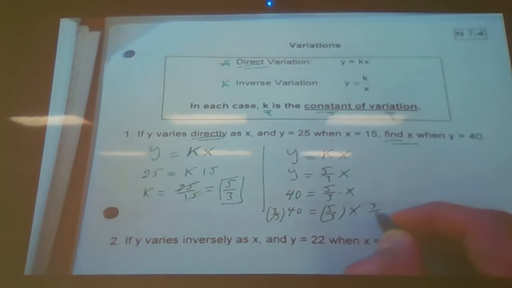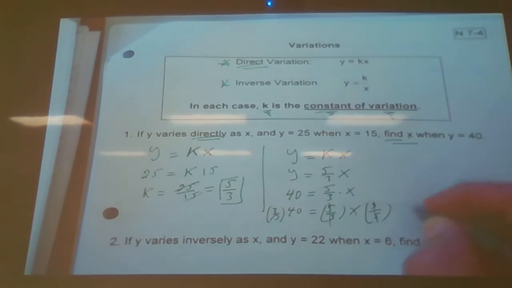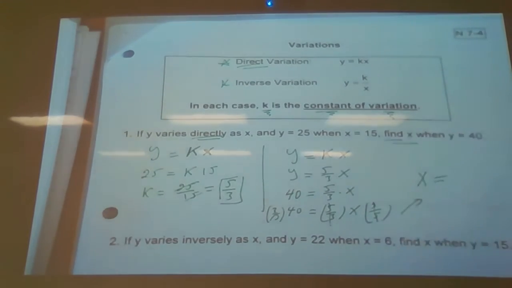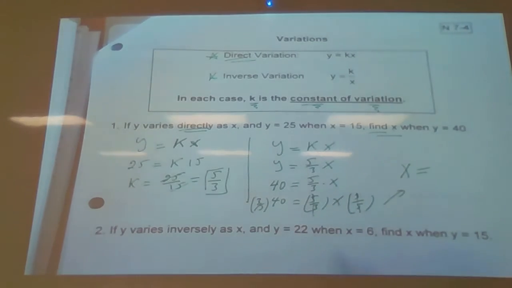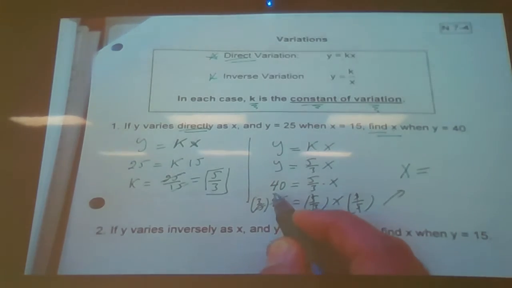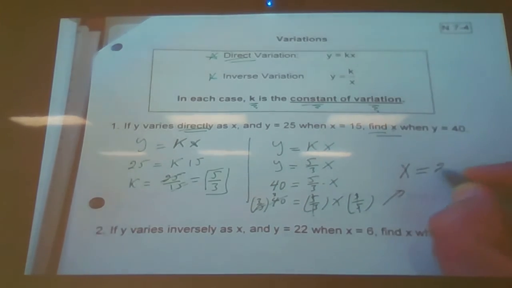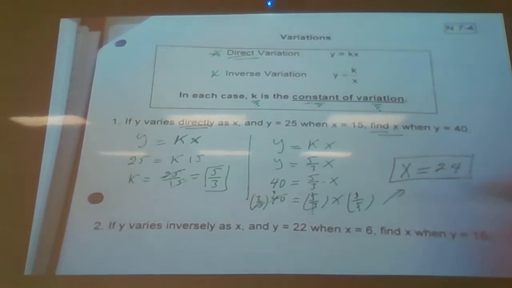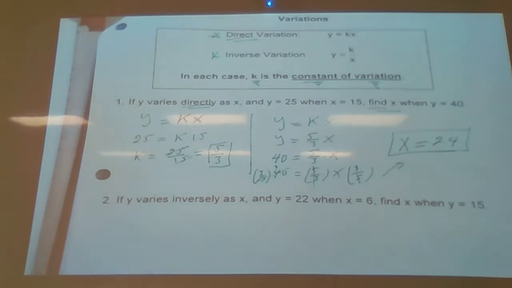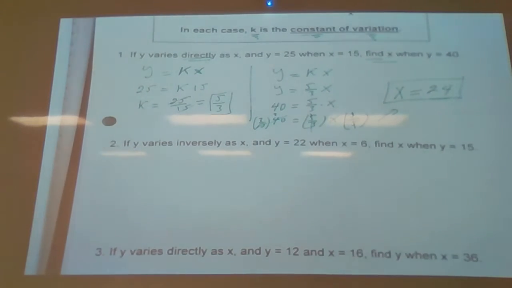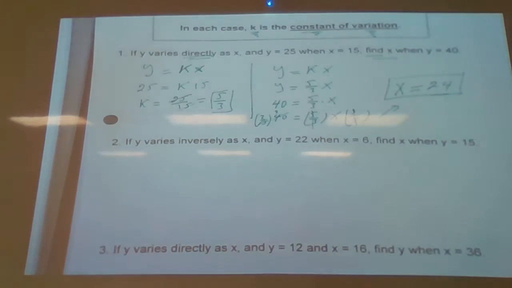on both sides. The reason we do this, 5 over 3 times 3 over 5 will give me 1x, and in this case x is equal to, and you can simplify some of these numbers. That's 40 by 5 is 8. 3 times 8 is 24. And you can use a calculator for that. So read those questions carefully, see what kind of variation it is.